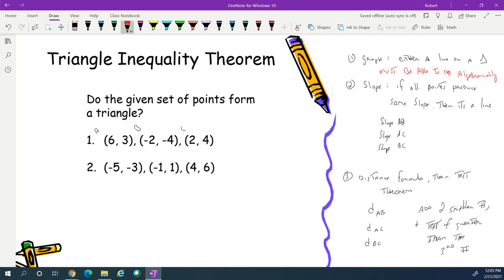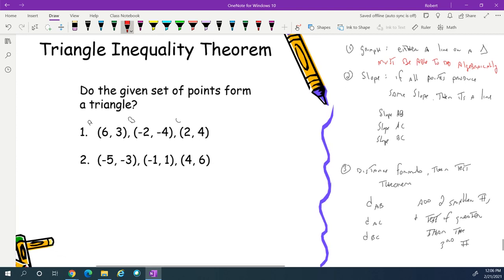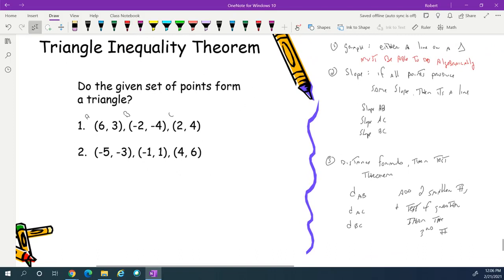So again, this is an exercise that you can complete, and we can use slope or we can use distance formula. So I'm going to label my points A, B, and C, and I'm going to find the slope of AB. That's -4 minus 3, -2 minus 6, -7, -8, so 7/8.